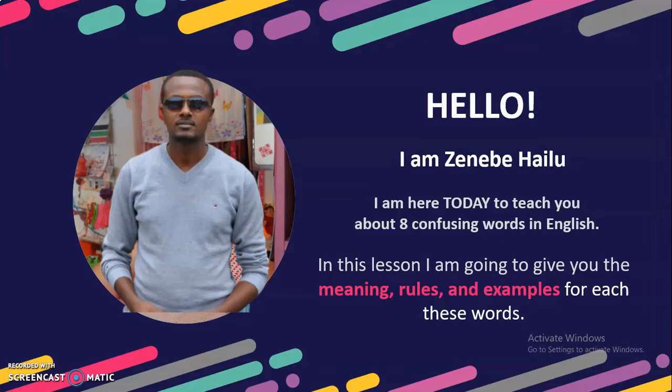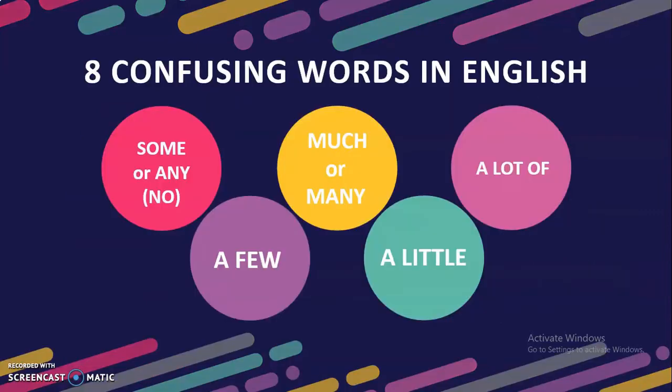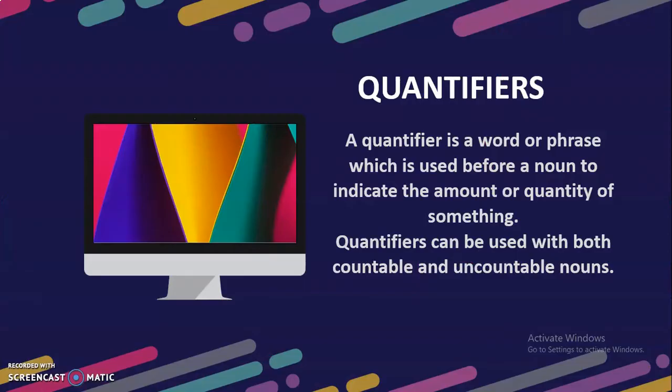In this lesson, I'm going to give you the meaning, rules, and examples for each of these words. So let's start. Some, any, or no. Much, many, or a lot of. A few or a little. These are the 8 words that are most confusing.